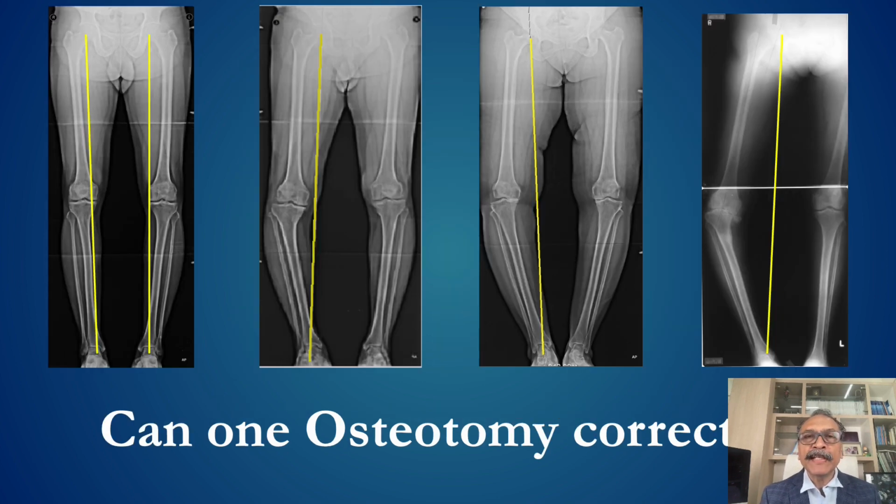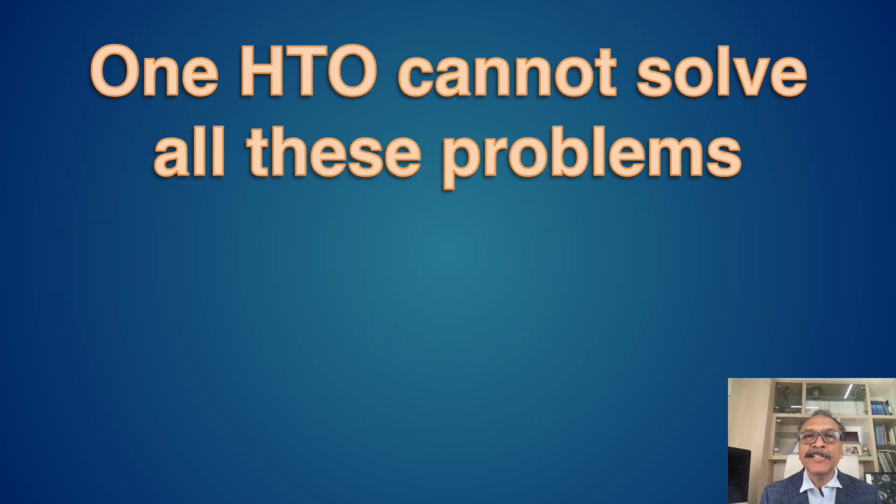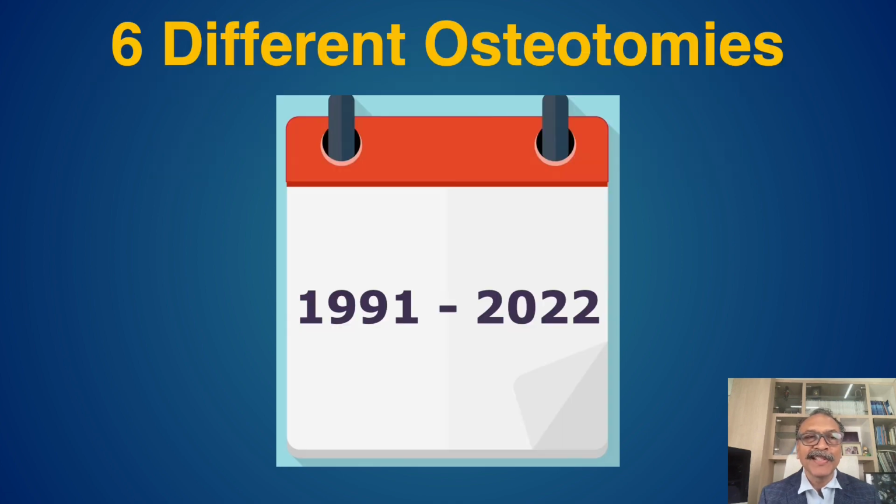When we take full-length X-rays, which is a sine qua non, which is the very basis, we can see the mechanical axis is deviating either mildly, moderately, severely, or tremendously. So can one osteotomy correct all these deformities? Obviously, one HTO cannot solve all these problems, perhaps without creating newer ones.